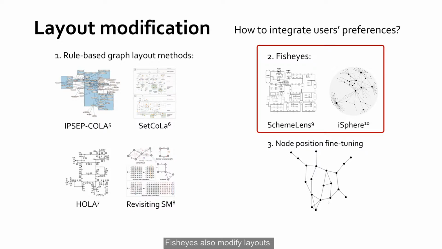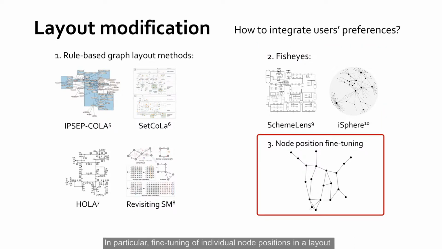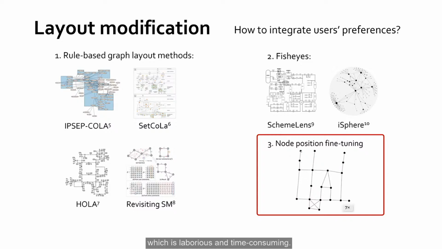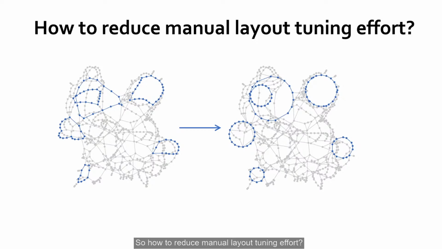Fisheyes also modify layouts to reveal connectivity and topologies based on some specific rules. However, they are not aimed to specify individual node positions, so they cannot meet some specific user preferences in many cases. In particular, fine-tuning of individual node positions in a layout has to be manually performed, which is laborious and time-consuming. How to reduce manual layout tuning effort?